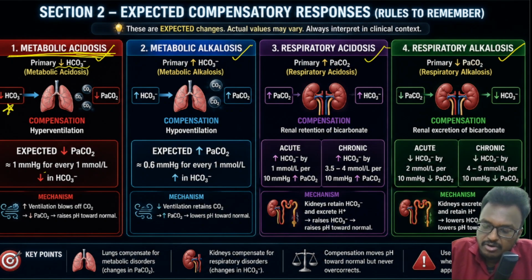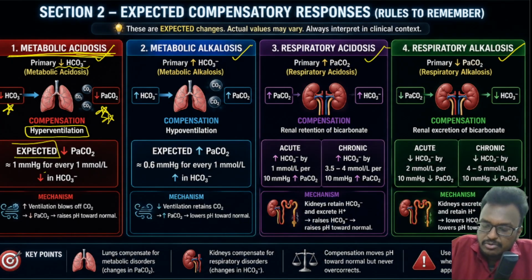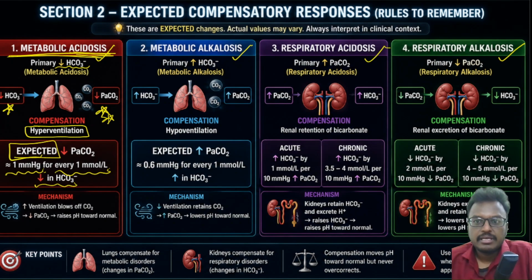Because of that, there will be compensation by increasing the ventilatory rate by the lungs. That is hyperventilation. Because of that, more carbon dioxide is blown out of the body, and ultimately that will result in a decrease in PaCO2. The expected rule for the compensation is that PaCO2 falls about 1 millimeter of mercury for every 1 millimole per liter decrease in the bicarbonate. That means when the bicarbonate level decreases by 1 mmol/L, the PaCO2 is supposed to decrease by 1 mmHg. Then there will be sufficient compensation.